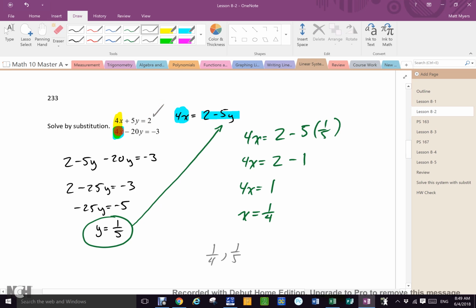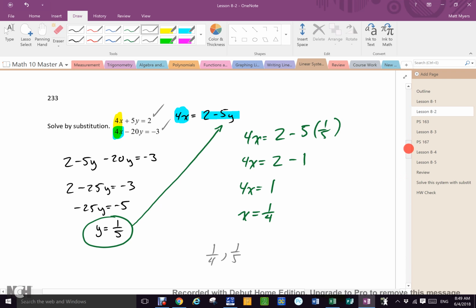Yep. 4 times 1/4 is 1. 20 times 1/5 is 4. Is 1 minus 4 negative 3? Yep. So we did it right. Is everybody good? Yeah? Okay. I'm done.